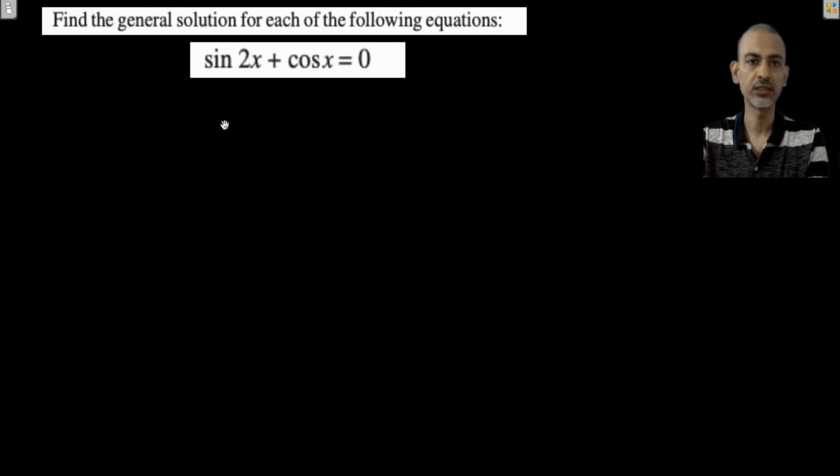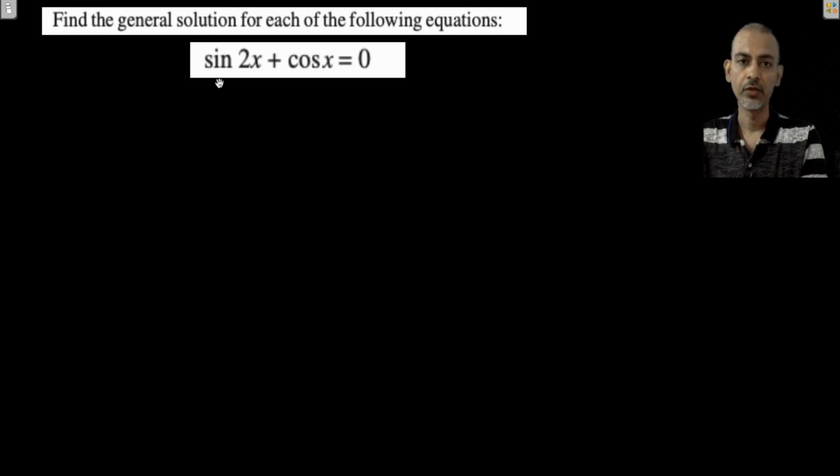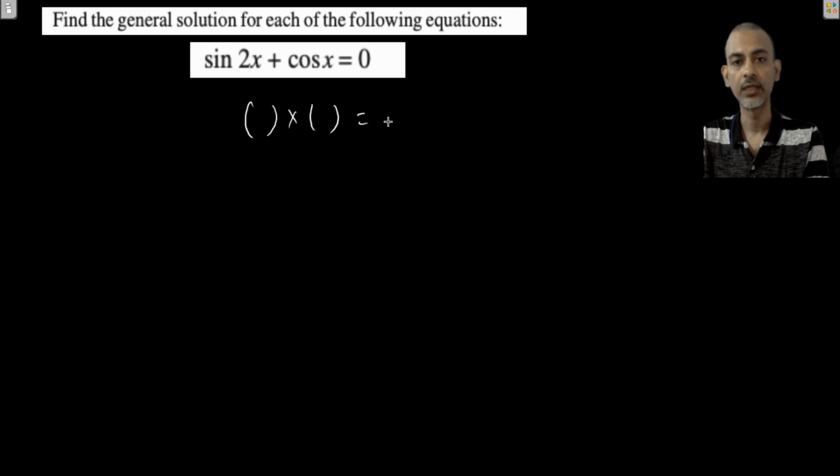My third question is sin 2x plus cos x equals 0. Just like in all other previous cases, we look at the expression and try to reduce it to some expression which is a combination of 1 and 2, so that we can get either this as 0 or this as 0, and then we'll be able to solve it. So we will do the same thing here.